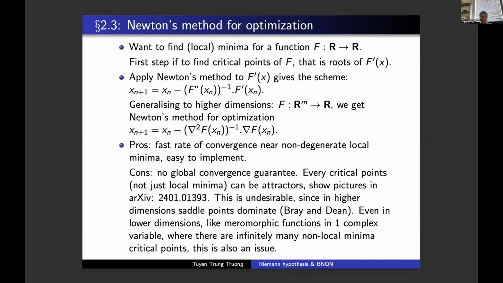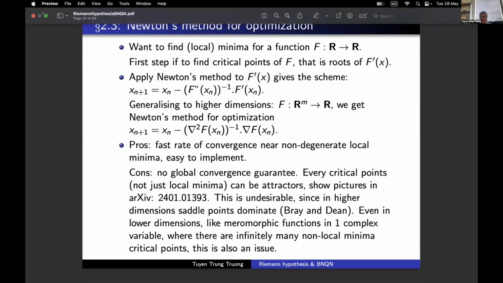But again, it has no global convergence guarantee because every critical point of this function f can be an attractor. I will show you one picture like this.